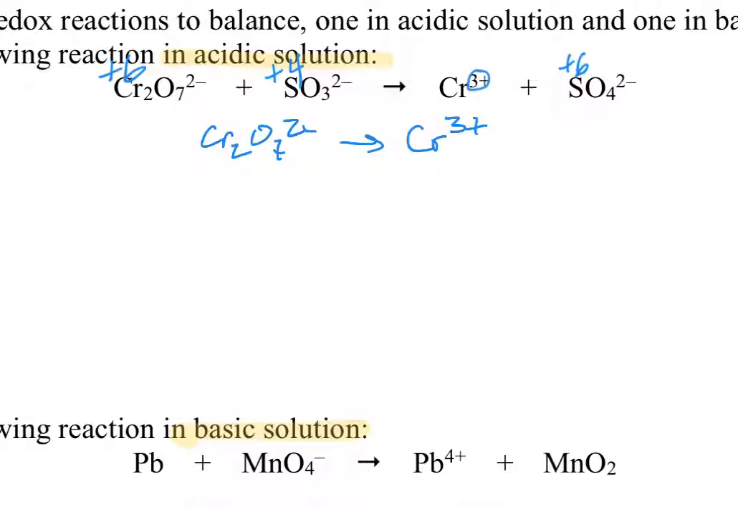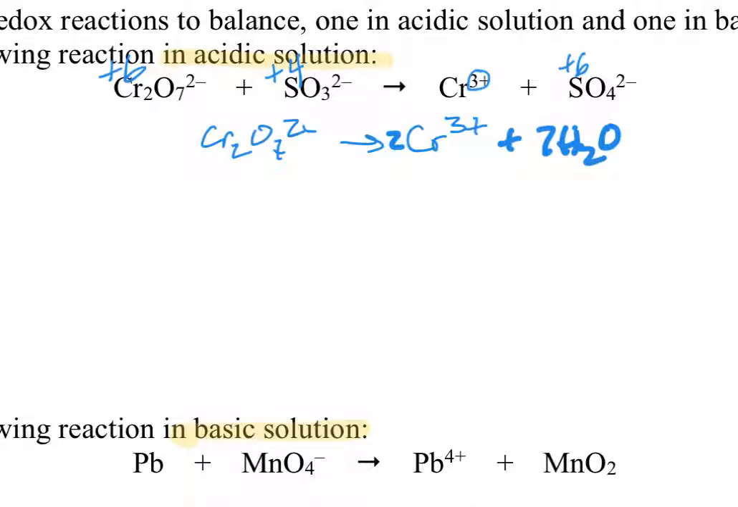So the next step is to balance everything that isn't an oxygen or a hydrogen. In order to do that, I have to put a 2 in front of the chromium on the right. Next, we need to balance the oxygens by adding H2O to the appropriate side. You can see I have 7 O's on the left, no O's on the right. So I'm going to go ahead and add 7 H2O to the right. So now my oxygens are balanced.